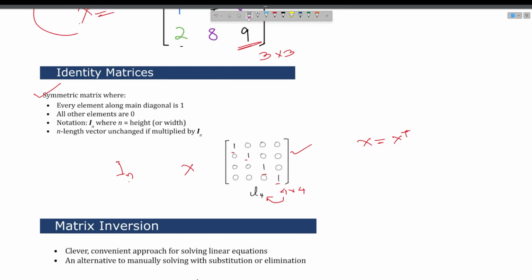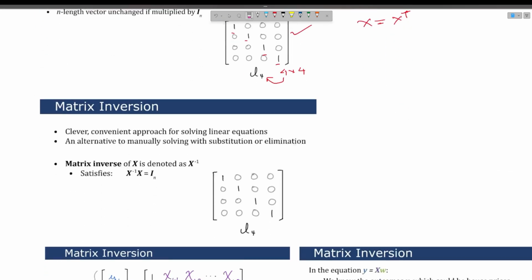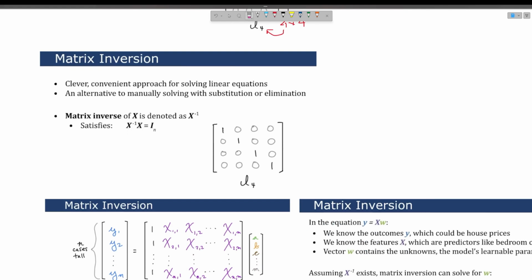Now the question is, when are we going to know its application? We'll see. To get the eigenvector and so on, we will use this kind of thing. Now, matrix inversion, that's an interesting topic. Let's see what happens in real life.